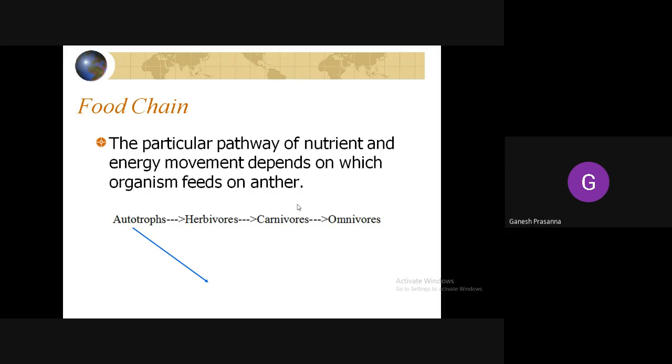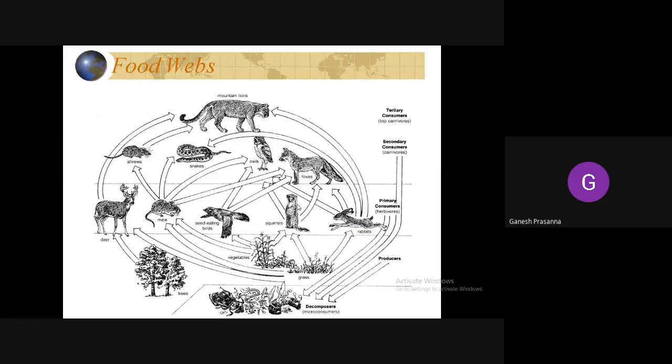You can see all of them are being released. When they die, they form the decomposers. So these are the food webs. You can see here exactly the plants or the trees, they produce their food. So deer is dependent on these plants. In turn, mountain lions are dependent on the deer. Similarly, vegetables and grass are consumed by the rabbits and the squirrels, and seed eating birds are also there.